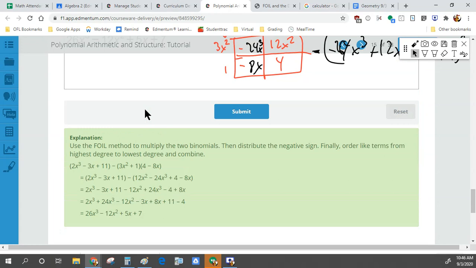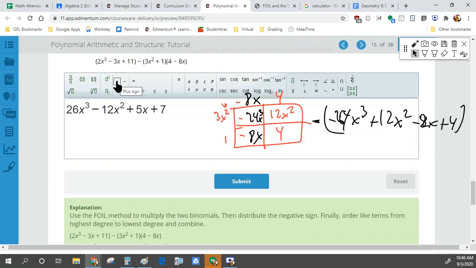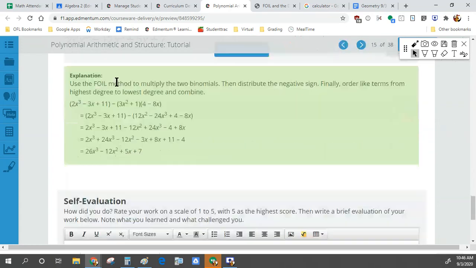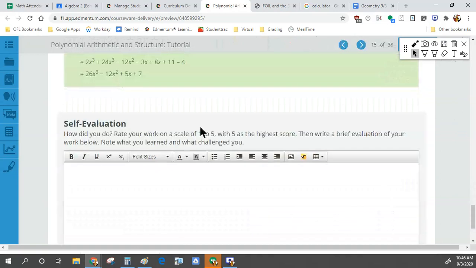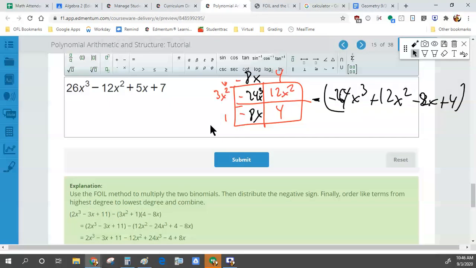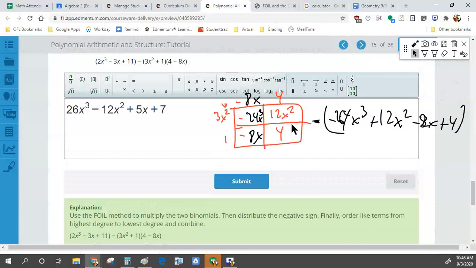Did that help out doing that extra box method? Yes, no, maybe? Is the box method making a little more sense, guys? Are you guys awake? Hello? Cool. All right, cool.